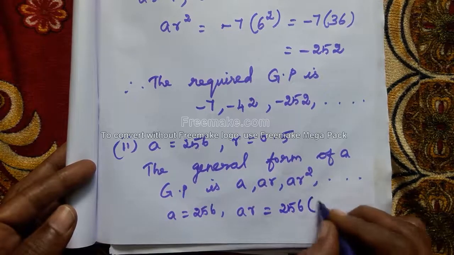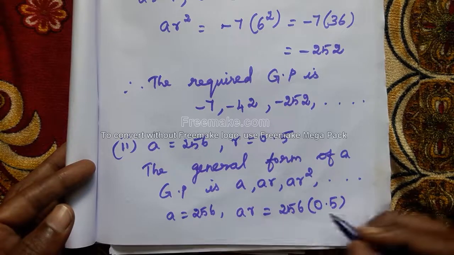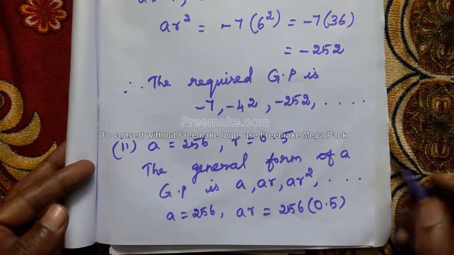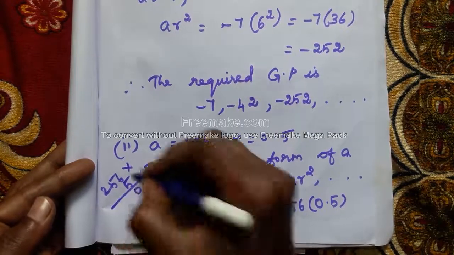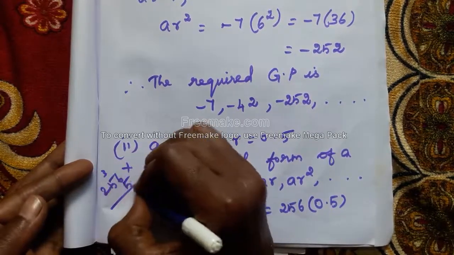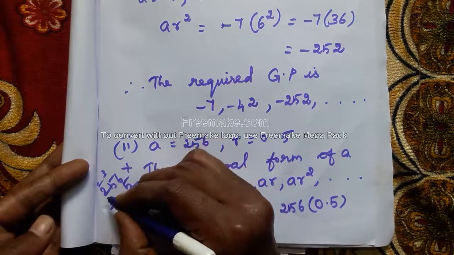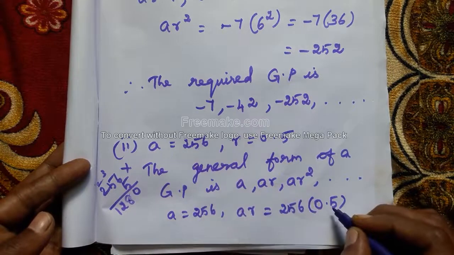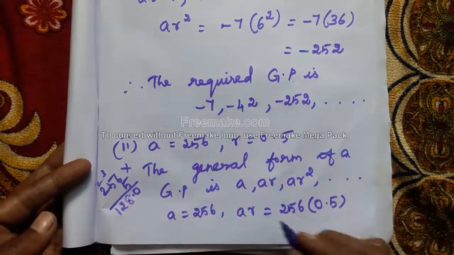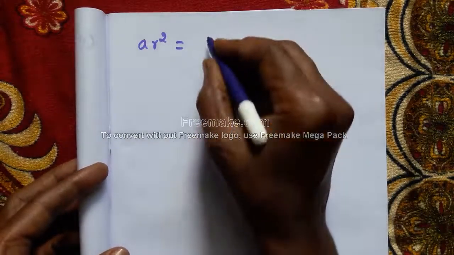256 into 0.5. How can we multiply? 256 into 5. When we are multiplying, what will we get? 5 6s are 30, 3 balance. 5 5s are 25, 28. 2 balance. 5 2s are 10, 12. 1 digit before the point, no? 1 digit before the point. 128. Then we want to find out AR square.